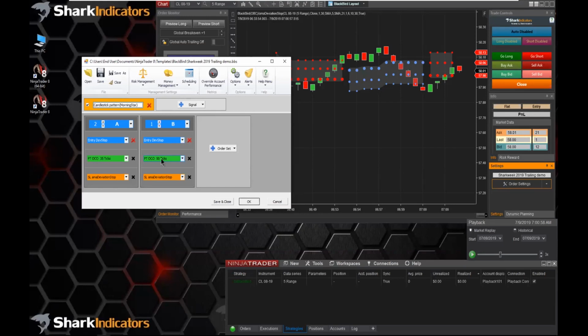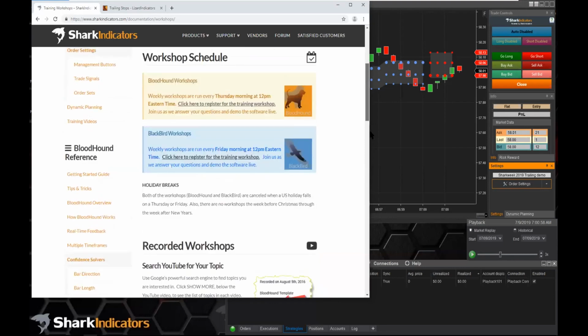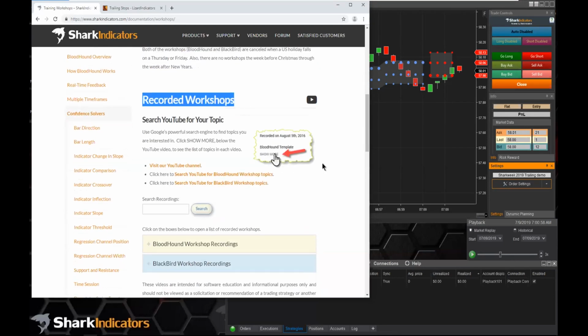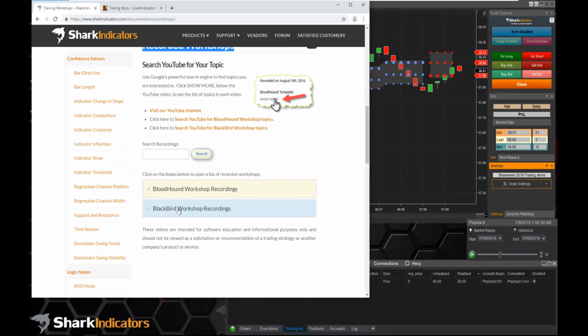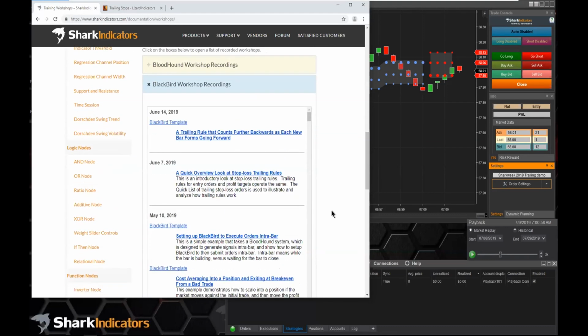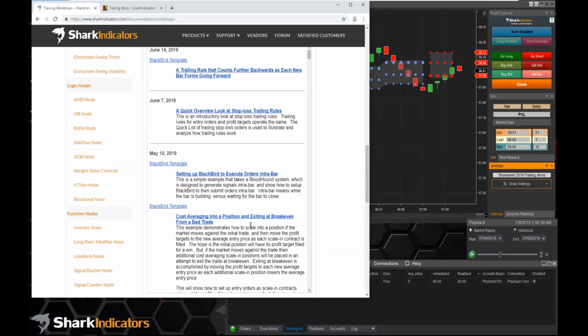Okay. Somebody's asking if we have a video library for BlackBird. Can you maybe bring up that? Yes, right. So here, going back to the training workshops, down here at the bottom you can see the recorded workshops. And here in the blue, BlackBird, open that up, and you can see there's a huge library of all these workshops.